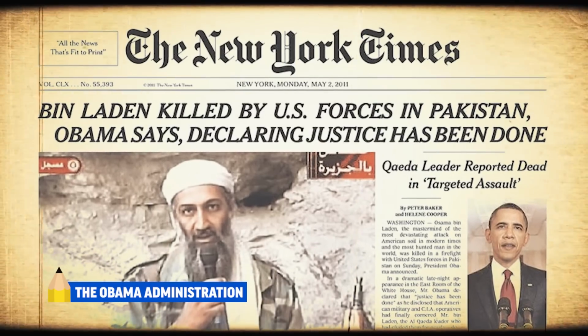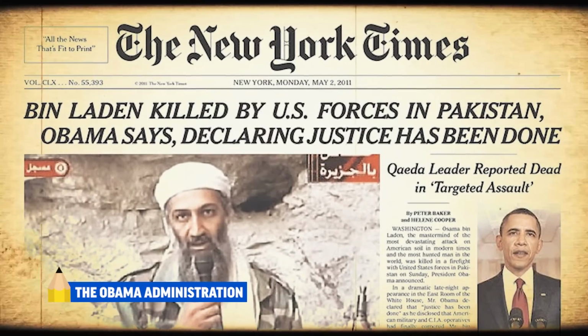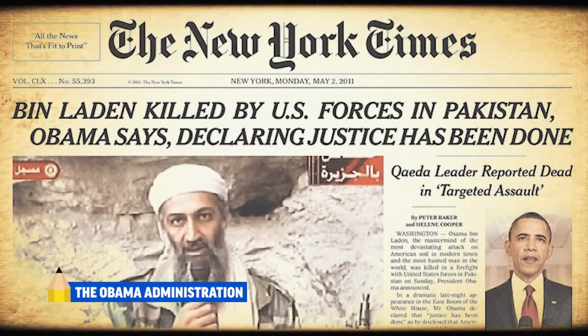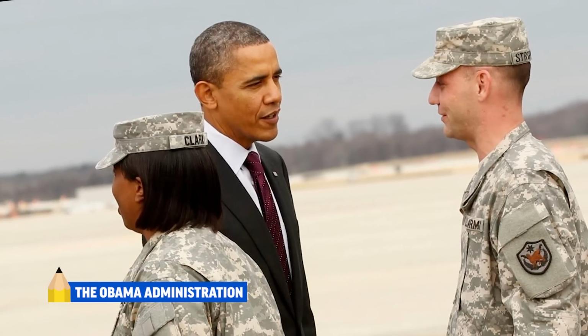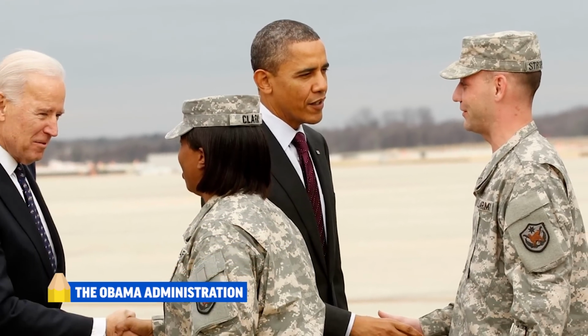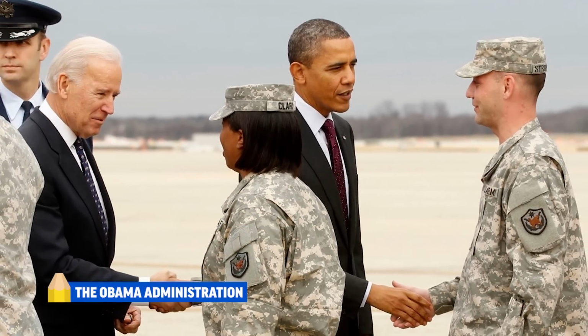Obama's presidency also oversaw the successful operation that led to the killing of Osama bin Laden, the leader behind the 9/11 terrorist attacks. Obama also fulfilled his campaign promise to bring the troops home from Iraq and Afghanistan, which ended the longest wars in American history.